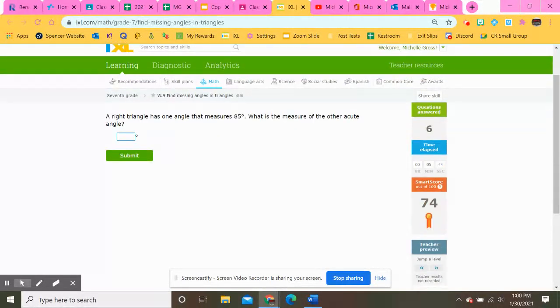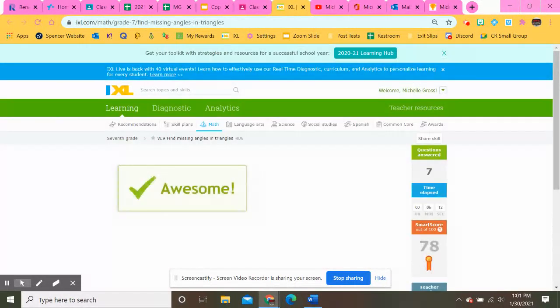Let's look at this one. A right triangle has one angle that measures 85 degrees. And again, it's a right triangle, so we know that one's 90 degrees. What is the measure of the other acute angle? So if we know that one's 90 degrees, then all we have left is 85 degrees and then what the other one is. So 180 minus the 90 would be 90, and then 90 minus 85 would be 5 degrees. The other angle is going to be a very small 5-degree angle.